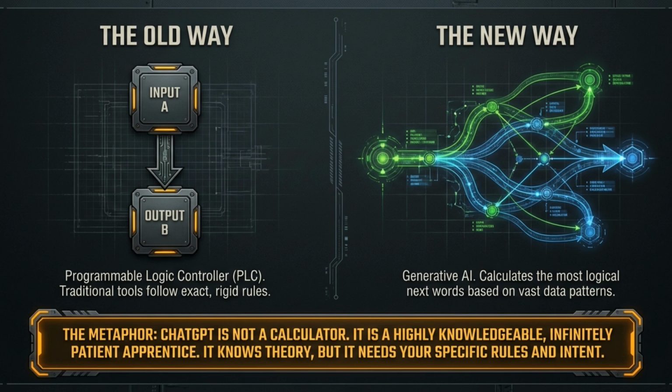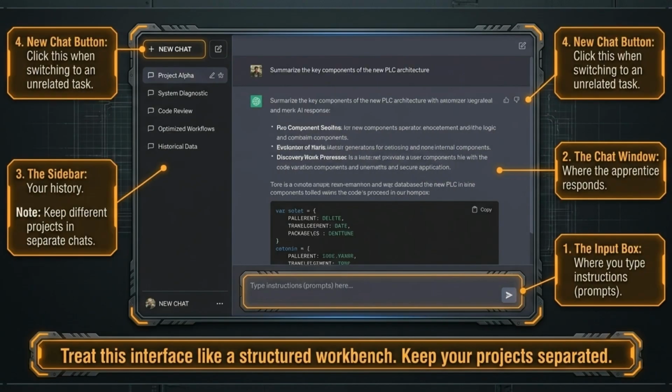Traditional tools like PLCs follow exact, rigid rules. In contrast, generative AI calculates the most logical next words based on vast data patterns. Think of ChatGPT not as a calculator, but as a knowledgeable, patient apprentice that needs your specific rules and intent to be effective. Treat this interface like a structured workbench.